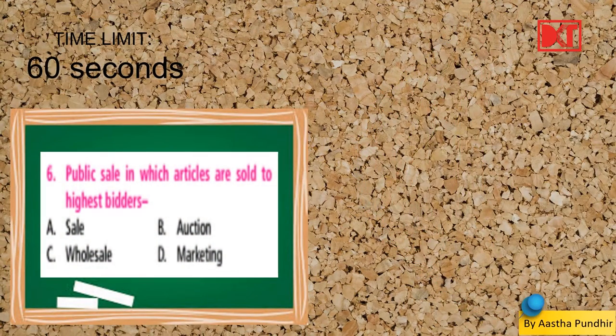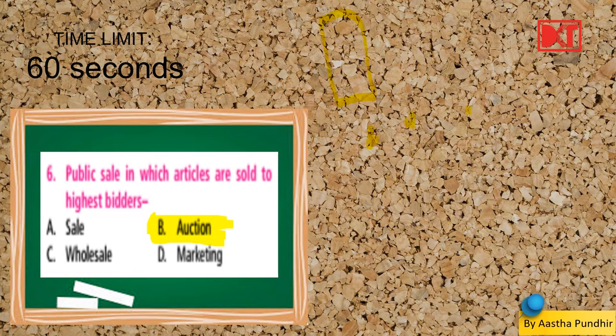Okay, next. Public sale in which articles are sold to the highest bidders. Sale, auction, wholesale or demarketing. Now, the public sale in which the articles are sold to the highest bidders is an auction. What happens in an auction? Like people place bids. A piece of article is there and then there are these people who place bids.